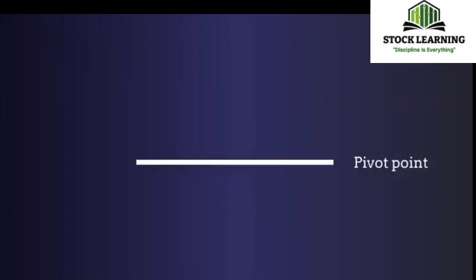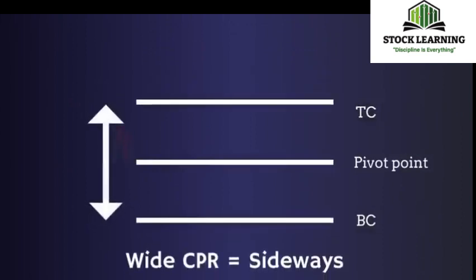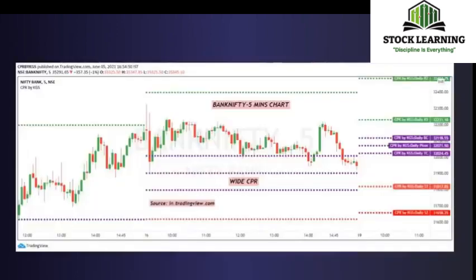If these 3 lines are far away from each other, then it's called wide CPR. That trading day is expected to be a sideways or less trending day. For example, on the 16th of May, Bank Nifty had wide CPR, so the market was sideways.